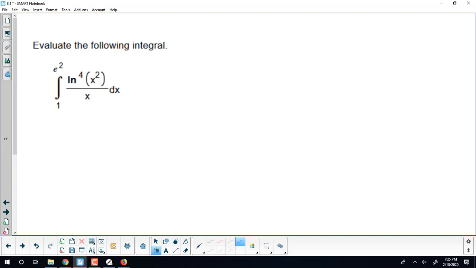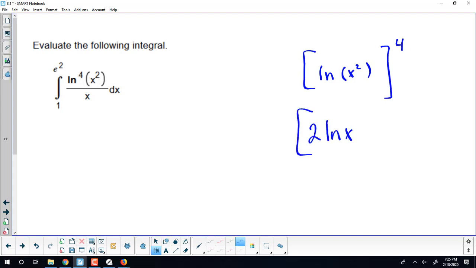Now, I guess there's a couple of ways to look at it. If we have the natural log of x squared to the 4th, we know that's really 2 natural log of x to the 4th. And we really know that's 2 to the 4th times natural log of x to the 4th. Does everybody agree with that? It's because you use the properties of natural log, right, to move that power out.